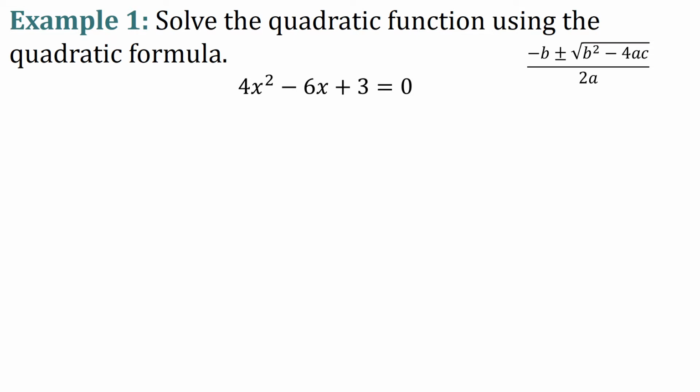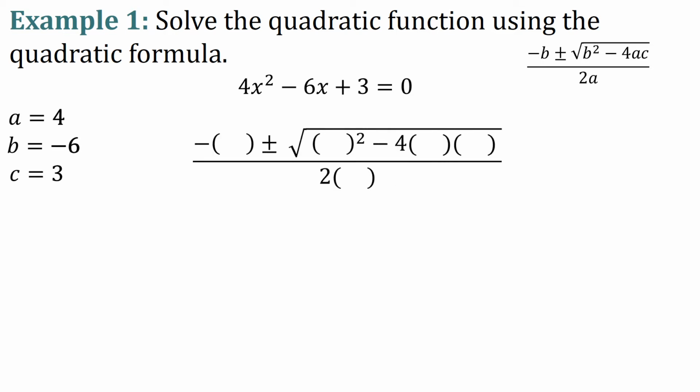Okay, so the first thing, to be able to even use the formula, we need to know what a, b, and c are. A is always with x squared, so a is 4. B is always with x, so it's negative 6. And c is always by itself, so c is 3. A is not 4x squared. A is the coefficient of x squared. B is not negative 6x. B is only the coefficient of x, which in this case is negative 6. And c is the constant, the one number that does not have a variable.